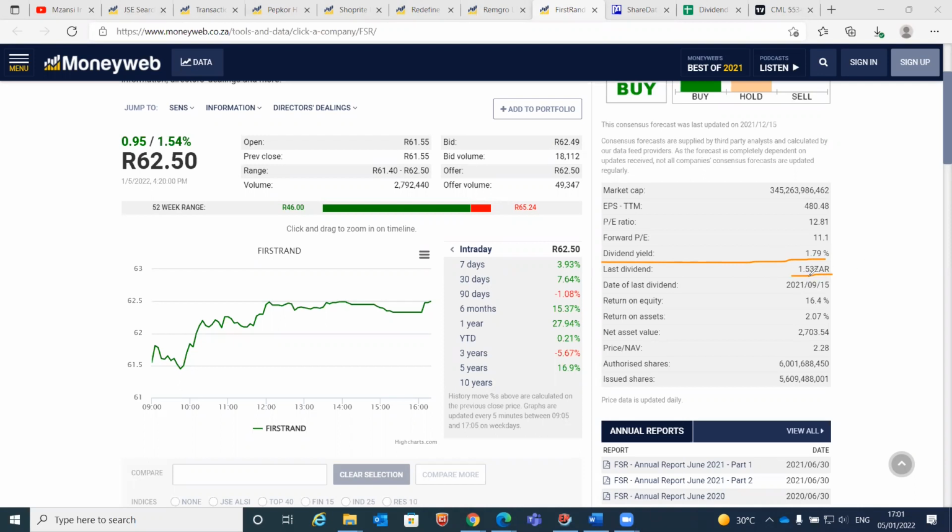So the last dividend was about R1.53, and the last date of the dividend was the 15th of September 2021. Right, so this is the information that I'm interested in at this particular moment. But depending on the kind of investor that you are, you can also get a lot of information from this. You can get information about the PE ratio, return on equity, return on asset, and the price to net asset value ratio, so that you can see whether the company is undervalued or overvalued.